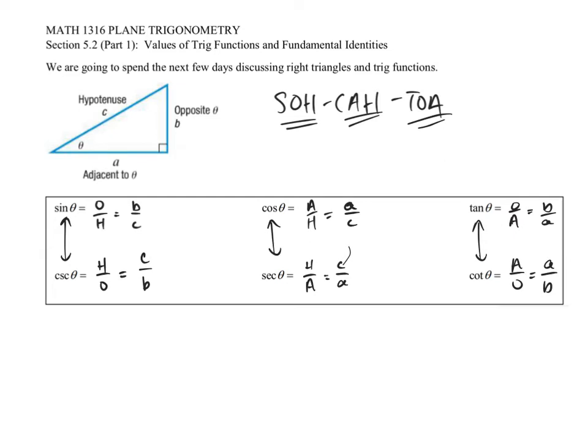So remember, you have your original three trig functions that you learned about in geometry. That would be sine, cosine, and tangent. And then we're adding in three more, which are the reciprocals, cosecant, secant, and cotangent.